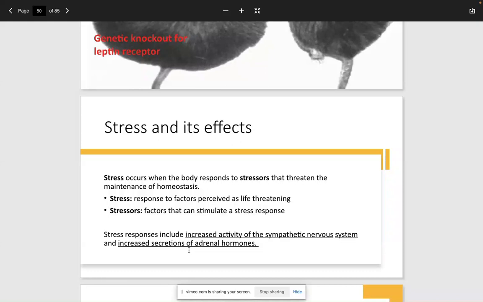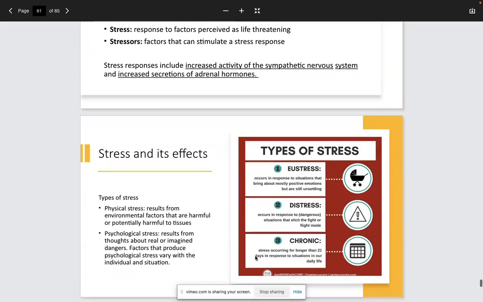Either way, our body has a built-in response mechanism to deal with this stress. And this is caused by the increased activity of something called the sympathetic nervous system. You guys should remember the sympathetic nervous system from A&P1. It's your fight or flight system. This is going to cause tachycardia, or the increase in heart rate. It may cause you to increase sweating, causes your eyes to dilate, things like that. Because of this increase in sympathetic tone, there's also an increase in the secretion of adrenal hormones.